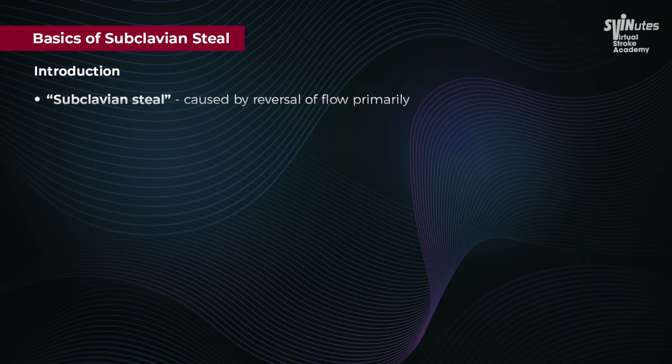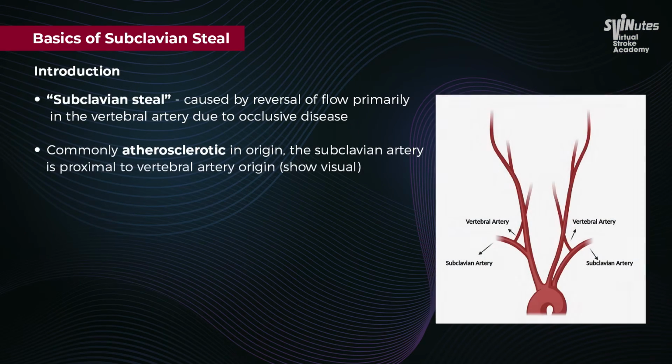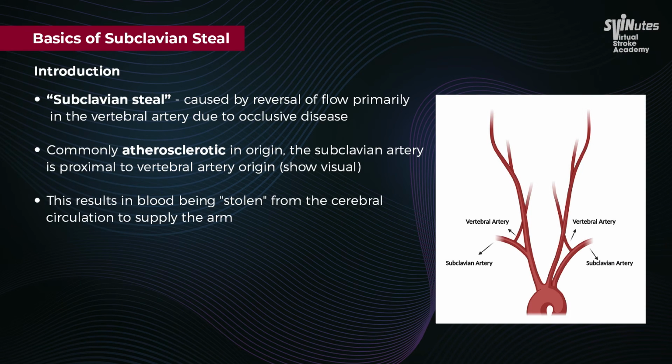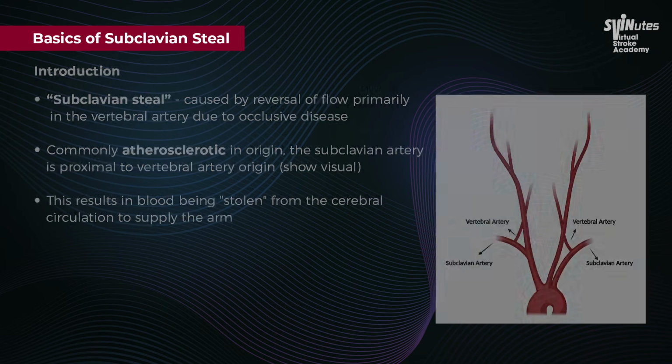Subclavian steal refers to a syndrome caused by occlusive disease in the proximal subclavian artery, resulting in a reversal of flow in the ipsilateral vertebral artery. This results in blood being stolen from the cerebral circulation to supply the arm, leading commonly to symptoms of vertebrobasilar insufficiency. In rare cases, this steal phenomenon can even affect the heart, resulting in angina due to coronary circulation supply via an internal mammary graft.